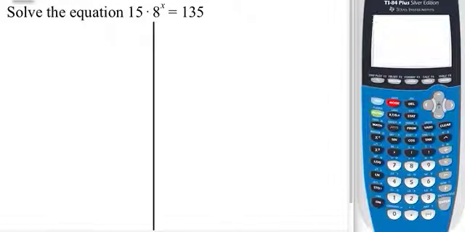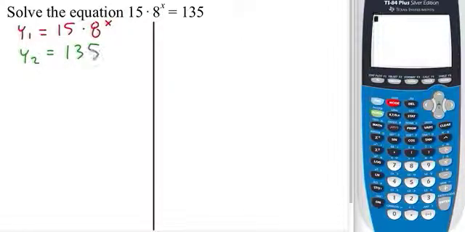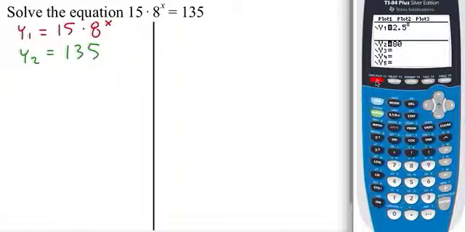The first one is to just plug in both sides. So in y1, we're going to just put in 15 times 8 to the x. In y2, we're just going to put in 135. So we will just enter those two things in the calculator. So 15 times 8 to the power of x. And in the other one, we will enter 135.